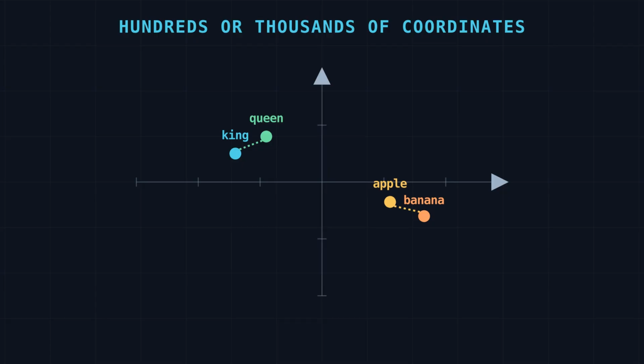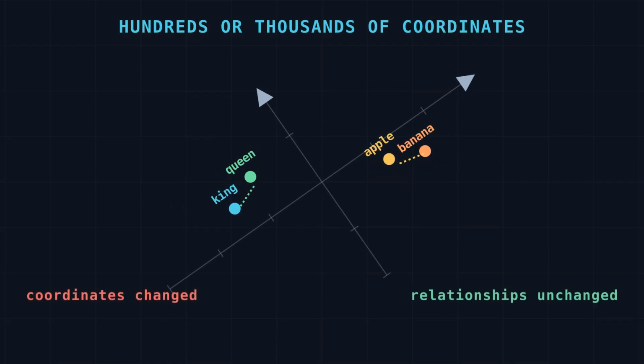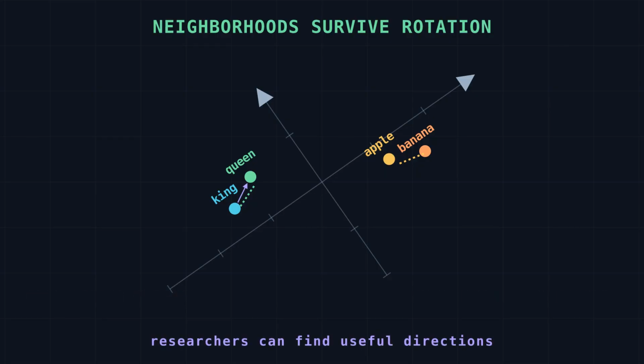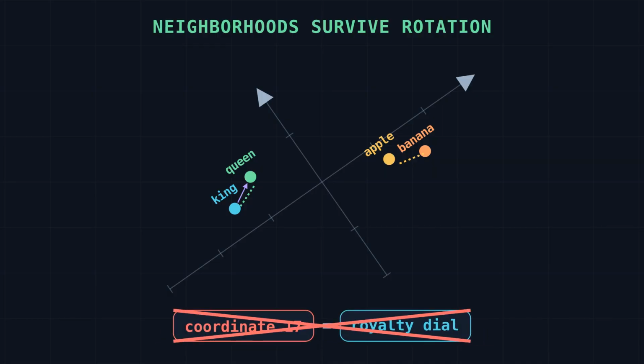There is a simple clue. Rotate our whole map without changing the distance between any pair of points. Every coordinate changes, but the neighborhoods remain. King is still near queen. Apple is still near banana. The relationships survive even though the axes point somewhere new. Researchers can find directions or internal features correlated with concepts. That does not mean coordinate 17 is the royalty dial and coordinate 83 is the fruit dial.